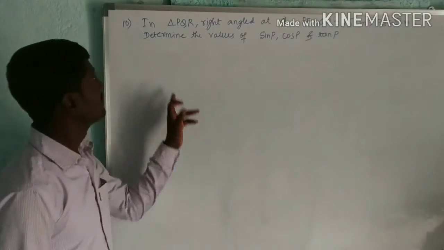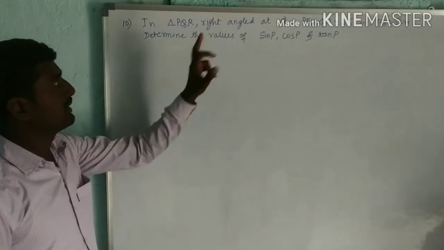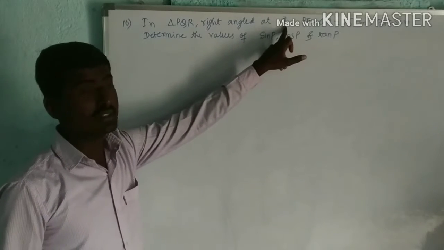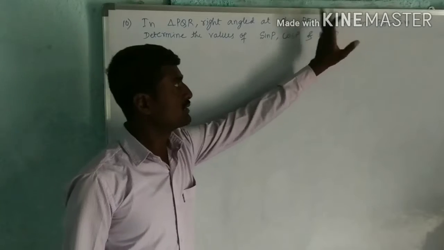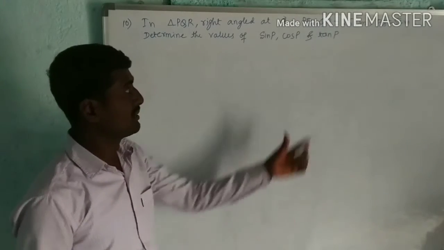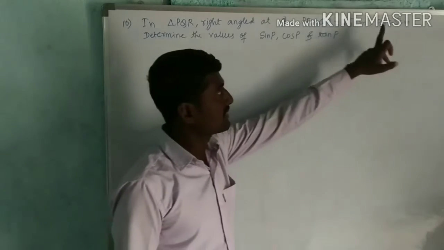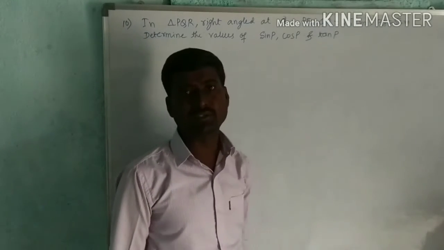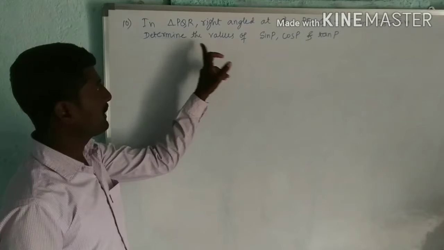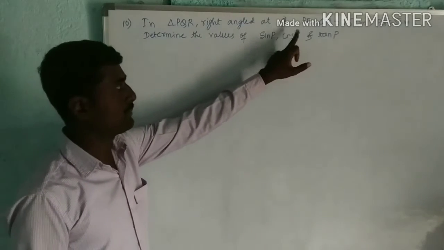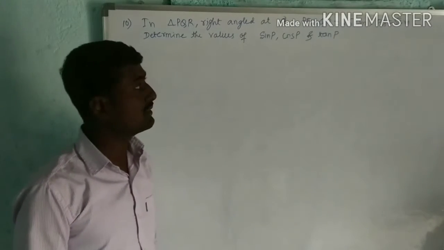10th question. In triangle PQR, right angled at Q, PR plus QR is equal to 25 centimeter. Sum of these two sides is 25 centimeter. And another third side they have given, PQ is equal to 5 centimeter. Determine the value of sin P, cos P and tan P value we have to find.